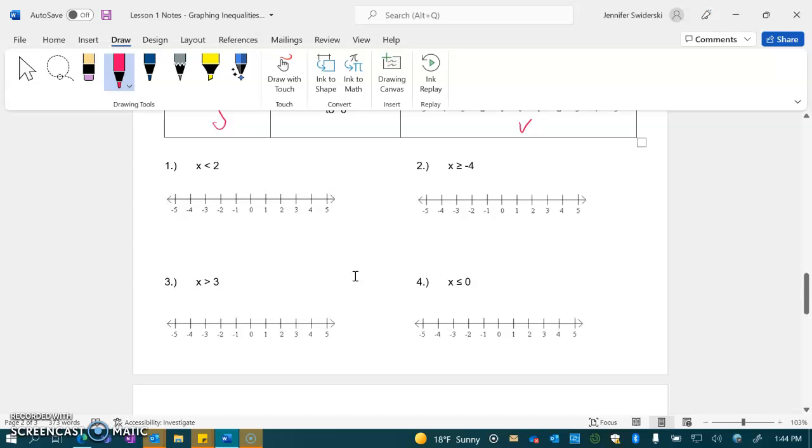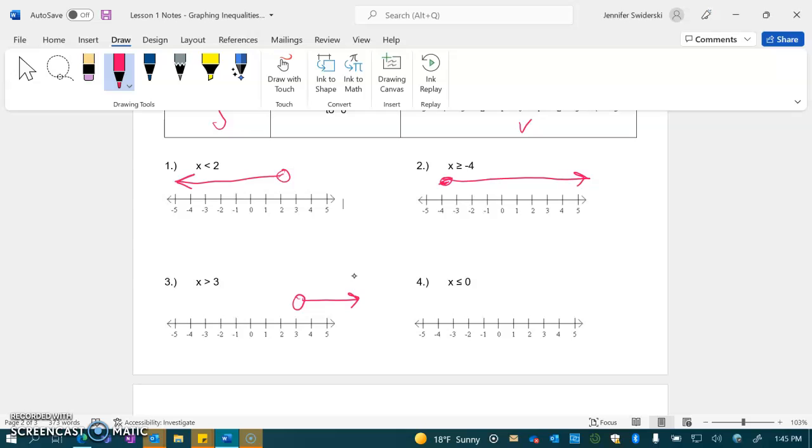Number 1, that's less than. So I have x is less than 2. Circles at 2, going to the left. Number 2, it says x is greater than or equal to -4. Circles at -4. I'm going to shade it in, and it's going to the right. Number 3 says x is greater than 3. I'm going to go ahead and put a circle above 3 and have that go to the right.